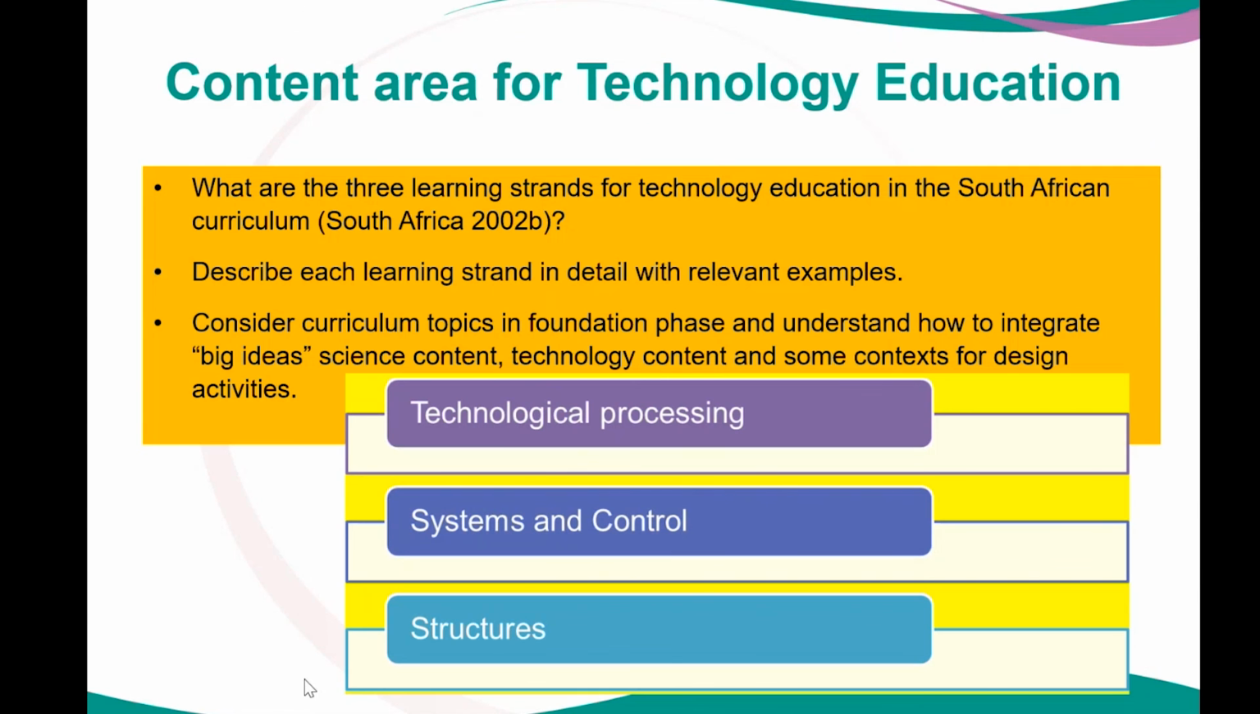Now we're looking at the content area of technology education. There are three learning strands for technology education in the South African curriculum, and these strands are technological processes, systems and control, and structures. So you need to go to these content areas. These content areas will not be taught as such. Rather, this module is just basically showing you how to find information about topics for yourself and your learners, and Learning Unit 5 presents descriptions of how information technology is used for information processing.